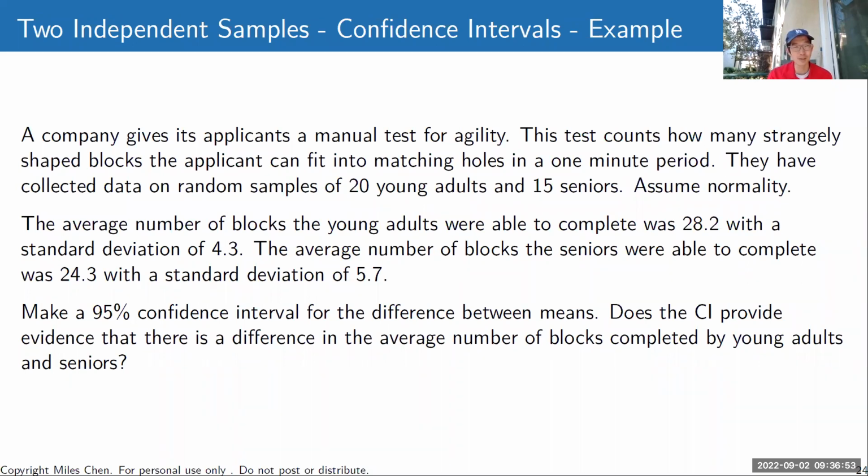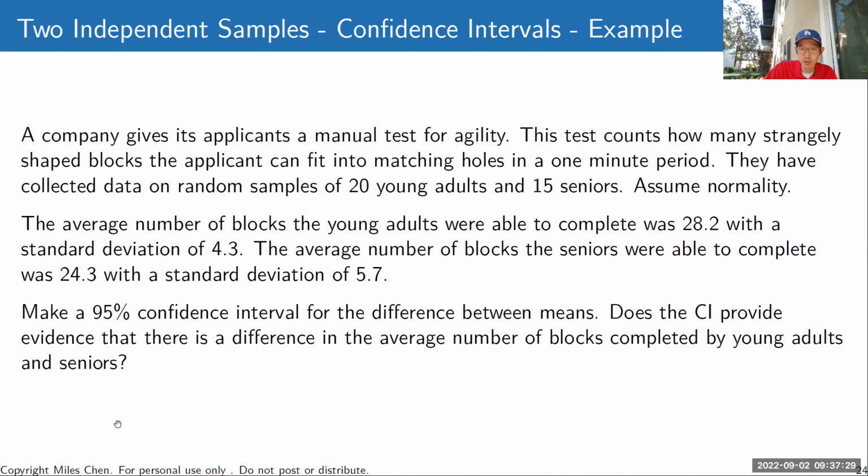let's say we conducted this test and we had 20 young adults participate, and we said, okay, how many can you complete within the given amount of time? We had 15 seniors. We'll say seniors are age 62 or older or something. And we asked, how many can you complete in this given amount of time? And we'll say the young adults were able to complete 28.2 with a standard deviation of 4.3. So again, some were faster, some were slower. And then the seniors were able to complete 24.3 with a standard deviation of 5.7.